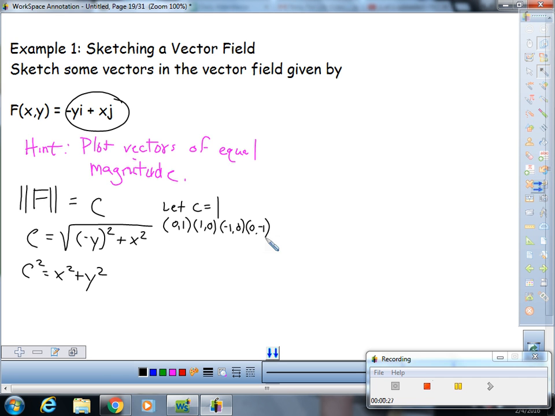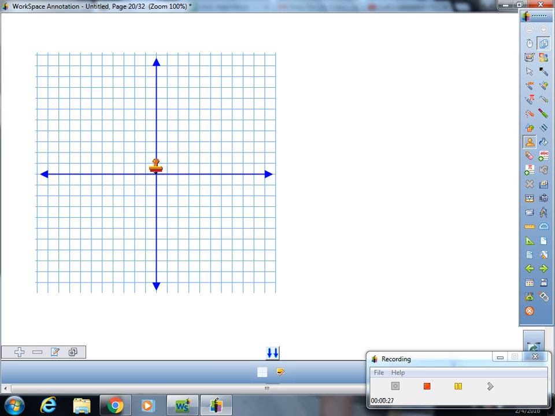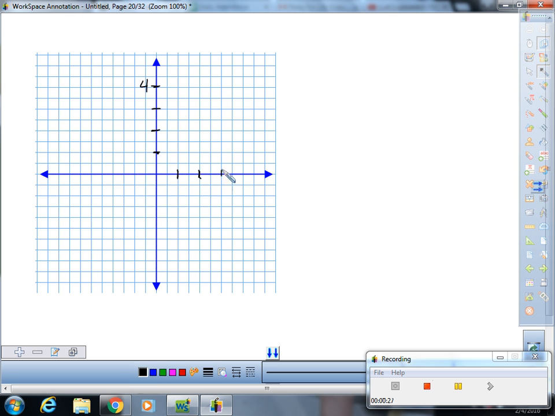So what I'm going to do is I'm going to have to toggle between, because I want to put this on a nice big graph. Okay, we're going to let each space here equal a half of a unit. So that's a 4. And that's a 4. Okay, so at the point, let's rewrite our function. F of x comma y is negative yi plus xj. Is that right? Is that what we had?